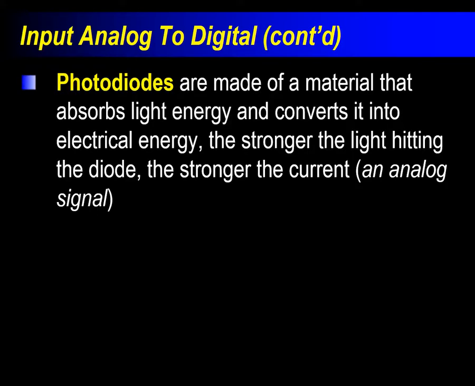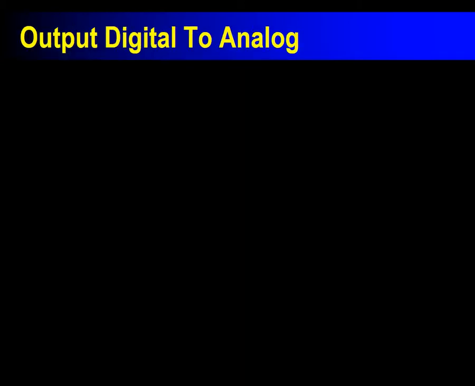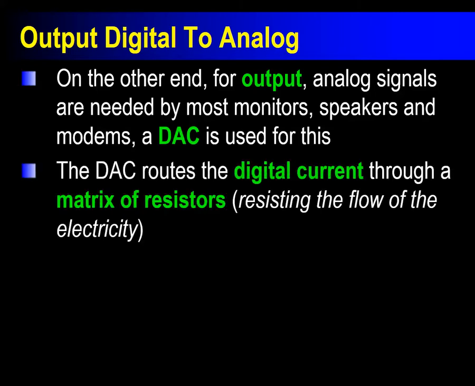Again, the photodiodes is the energy with light. The stronger the light, the stronger the electrical signal. Okay? Computers have to work with the digital. So on the other side, when we go out of a computer, we have all this 1-0 data. That 1-0 data has to be translated back into voltage levels for things like speakers and monitors. So that uses a DAC conversion process, digital to analog.